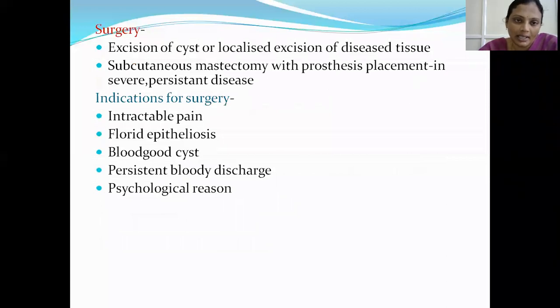Regarding the surgery, excision of cyst or localized excision of diseased tissue. Subcutaneous mastectomy with prosthesis placement in severe and persistent disease. The various indications for surgery in fibrocystic adenosis: when there is any intractable pain, florid epitheliosis, Bloodgood cyst, persistent bloody discharge, or psychological reason.